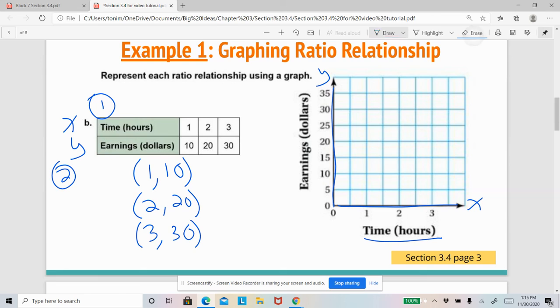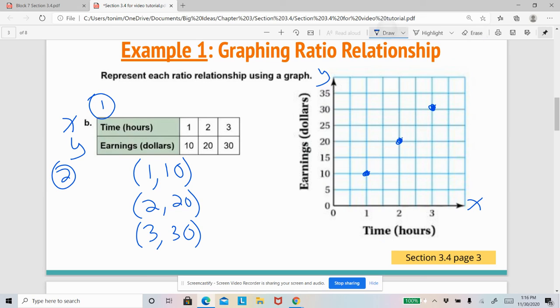And now you're going to graph them. We're going to start at 0. You're going to go to 1. You're not going over just 1, you have to go to 1. And then you want to go to 10. So here is your dot. We're going to erase. For 2, you're going to start at 0, go to 2, and then go up to 20. And then we're going to go to 0, go to 3, and then go to 30. And then we're going to erase those lines.